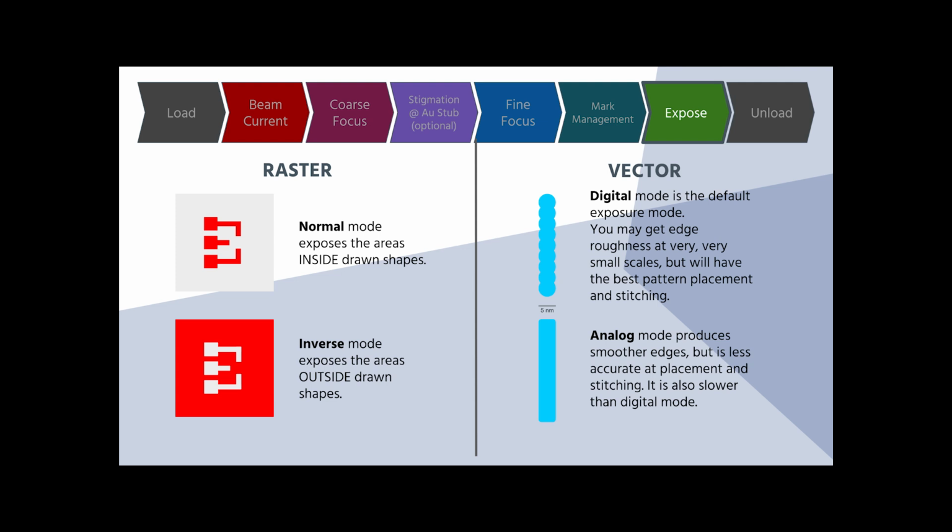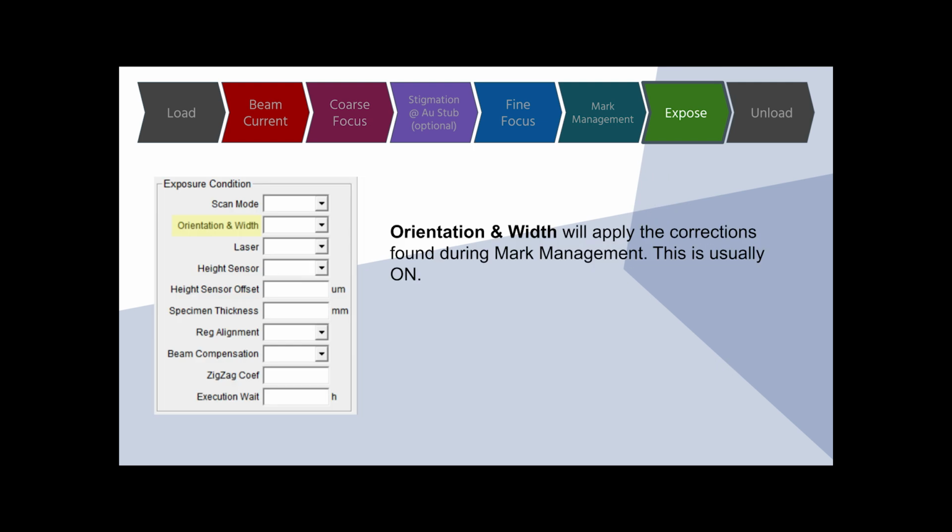The two submodes of vector are digital and analog mode. Digital mode is the default exposure mode. It has the best pattern placement and stitching. Analog mode uses an additional DAC to smooth the signal and is much slower than digital mode as a result. Please discuss use of analog mode with process staff if this is of interest to you. We are now going to do a rundown of all the different settings you can choose.